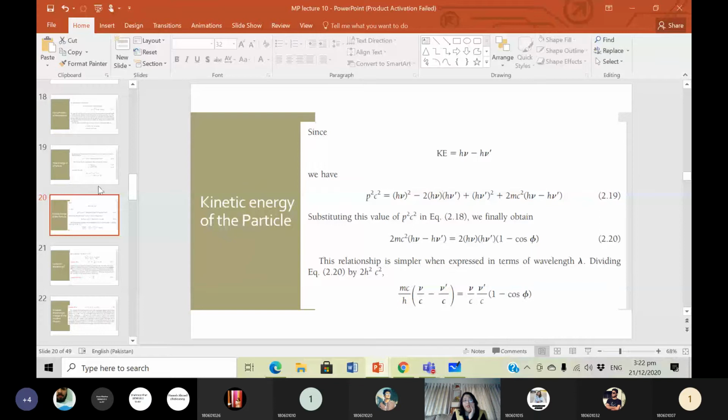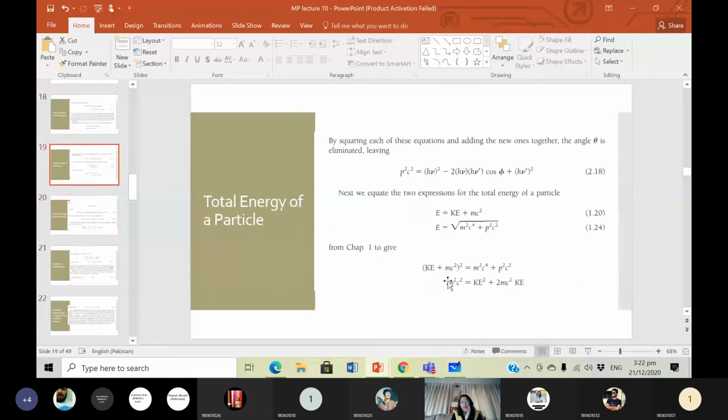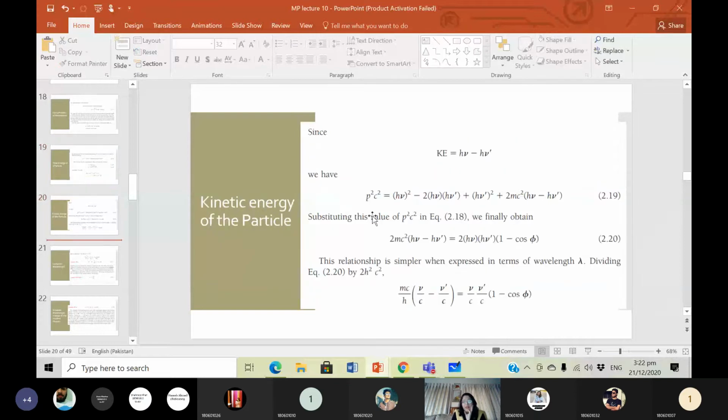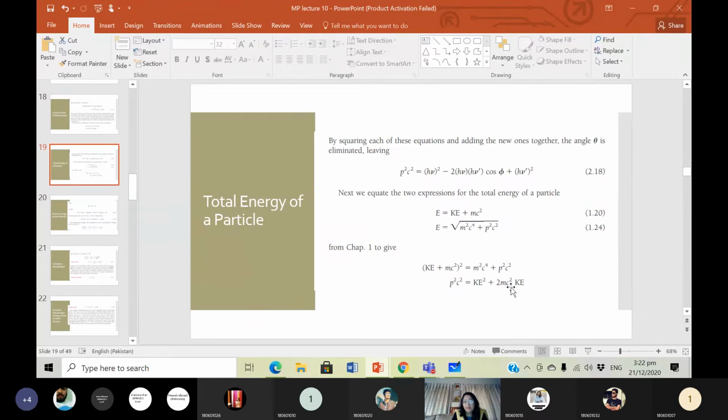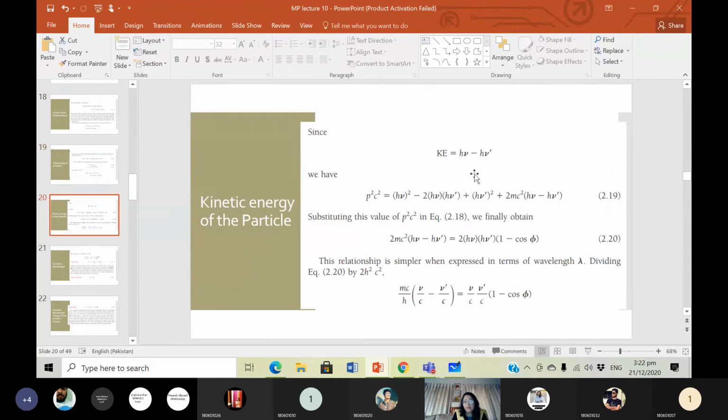Because kinetic energy is being squared over here, we have to square this, and when we square this, we get these three terms, okay? When we expand the square, we will get these three terms. Okay, here then comes plus 2mc square kinetic energy, which is 2mc square times this thing. So we have this now.